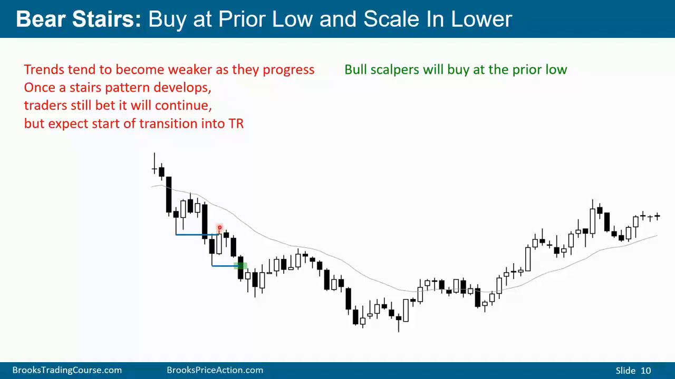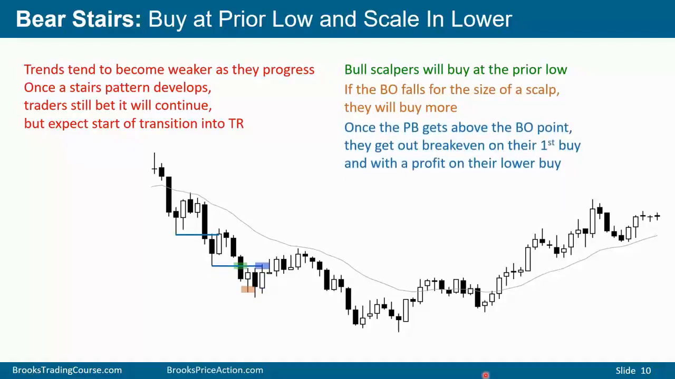However, once you see a pullback going above a breakout point, the scalpers start to trade. They start to buy at the prior low and lower, or they simply buy lower. If they bought that low and bought more lower, at least the size of a scalp, if it gets back just a little bit above that low, these scalpers will be able to get out with a limit order.